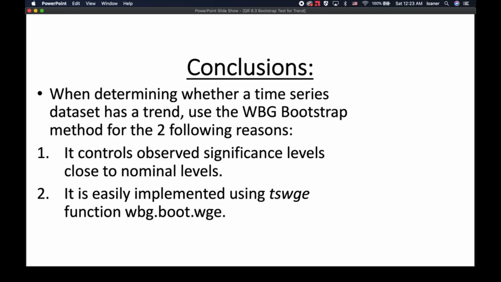So here are our conclusions. When determining whether a time series dataset has a trend, and I said to begin with, this is a hard question, use the WBG Bootstrap method for two reasons. Number one, we saw in our simulation results, it does a really nice job of controlling the observed significance levels and keeping them close to the nominal levels, especially when compared to the standard t-test and Cochrane-Orcutt even. And secondly, because of our tswge package, we've made it really easy to do that in practice in R. The function is wbg.boot, for bootstrap.wge.